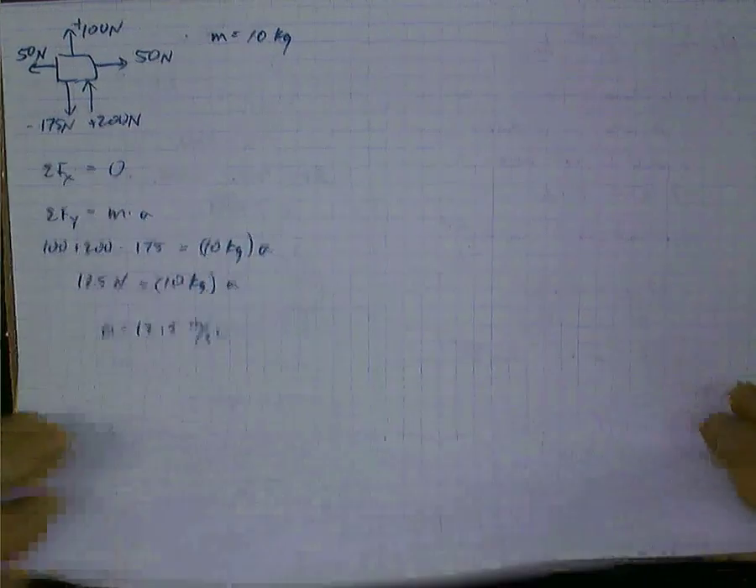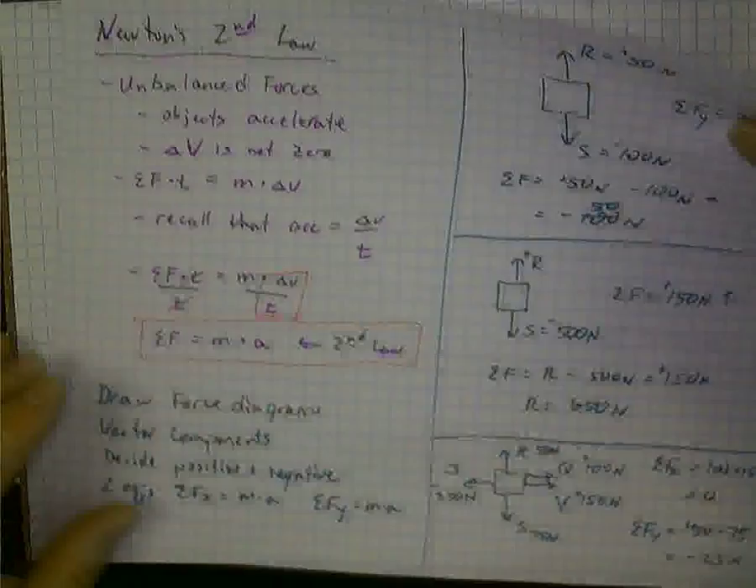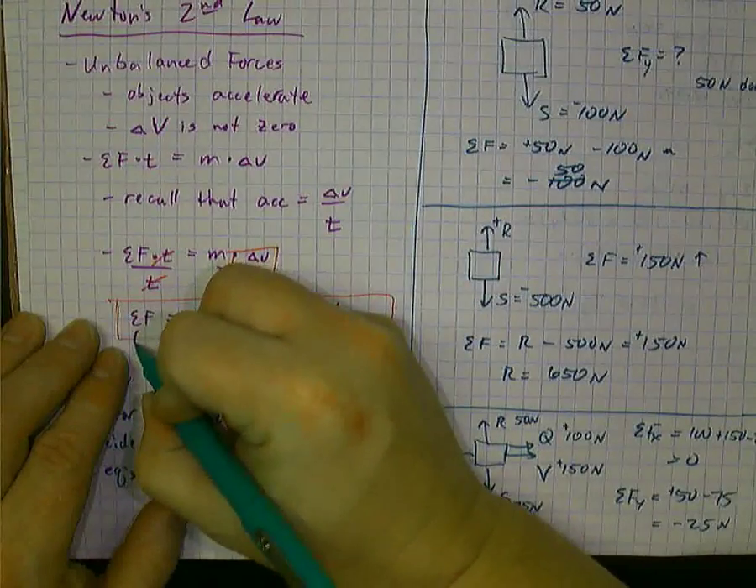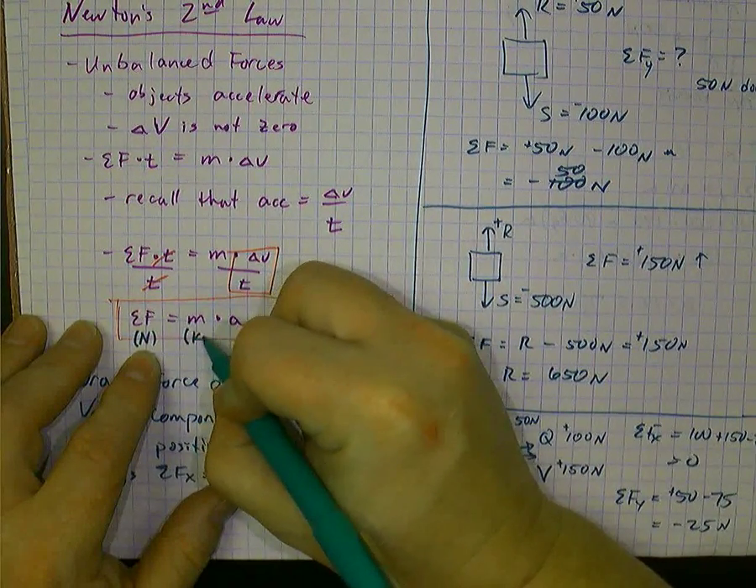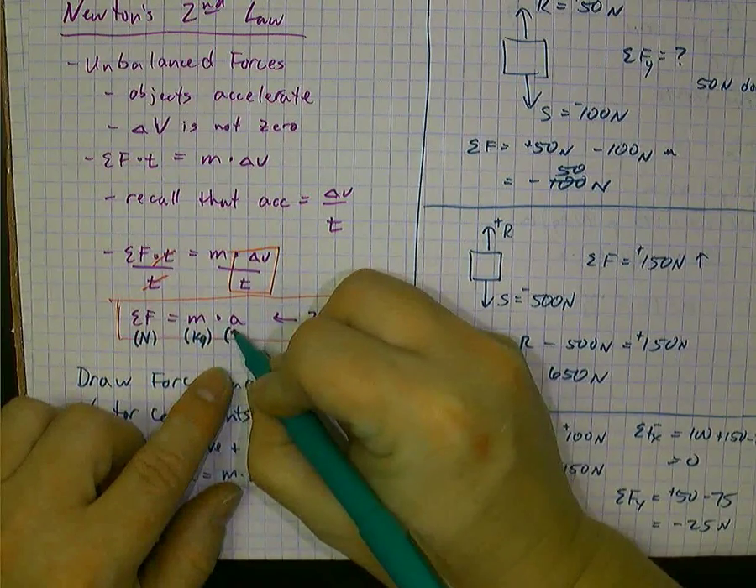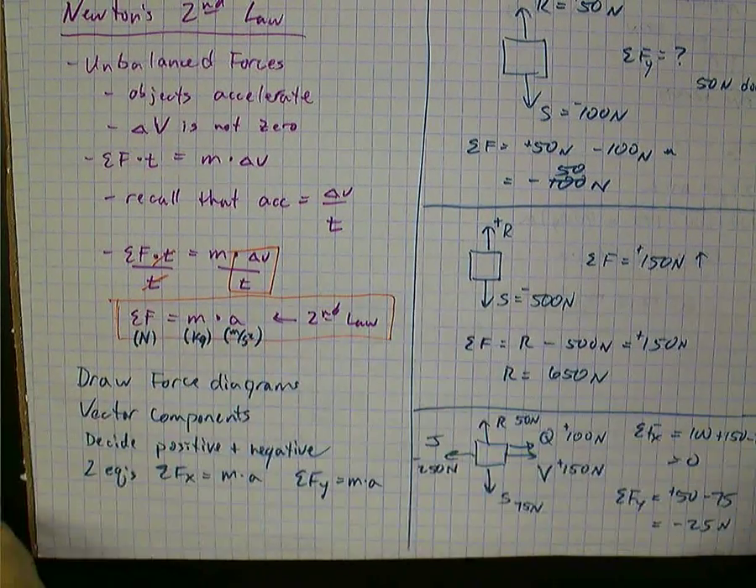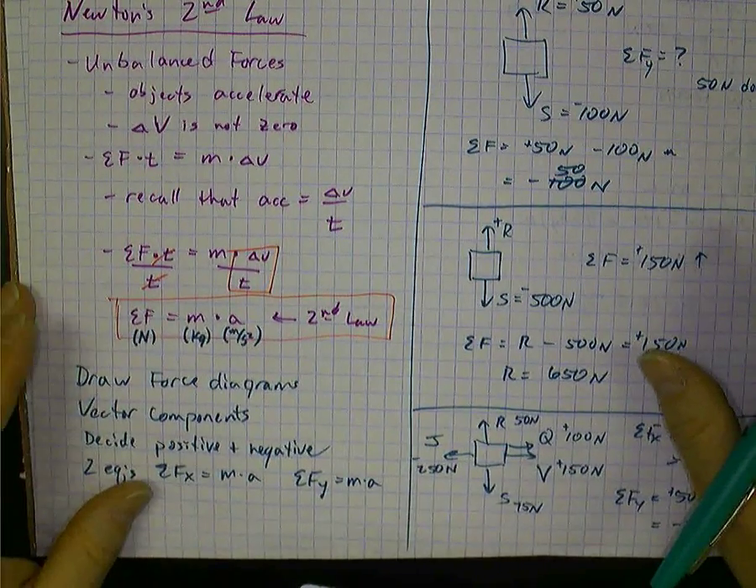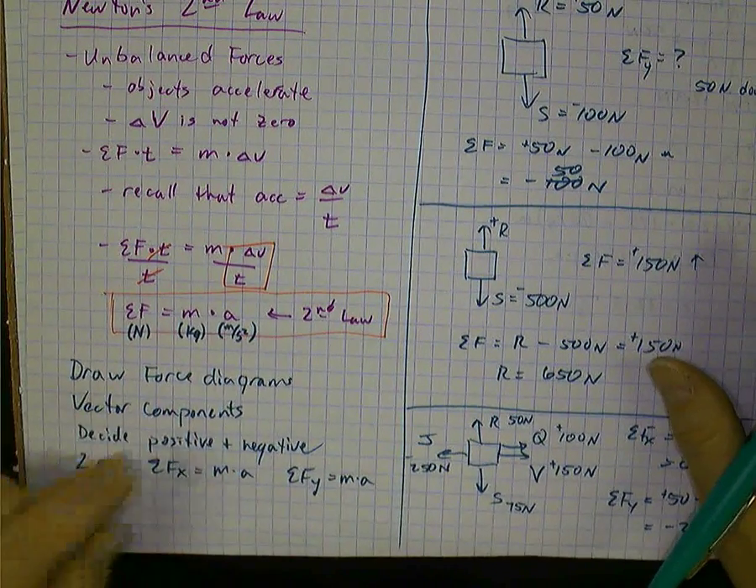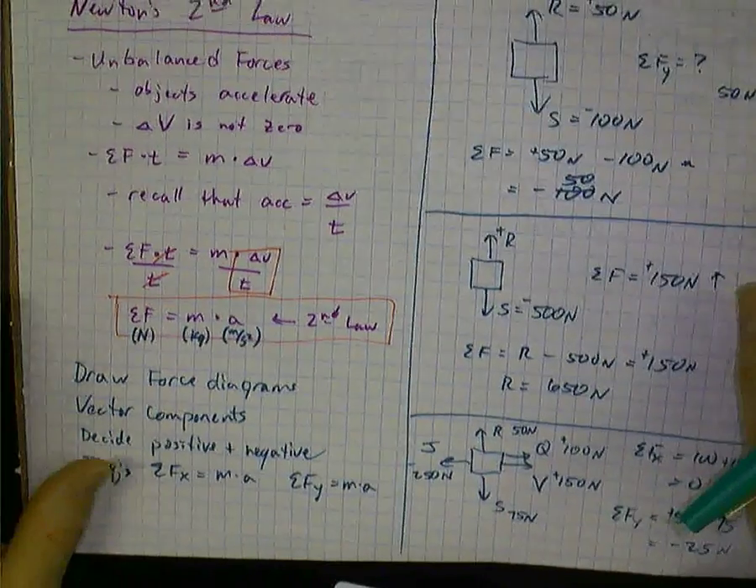We get from that a very important relationship about the units, that if force is measured in newtons and mass is measured in kilograms and acceleration is measured in meters per second squared, that all the units are going to work out just fine. A kilogram times a meter per second squared gives us a newton of force.